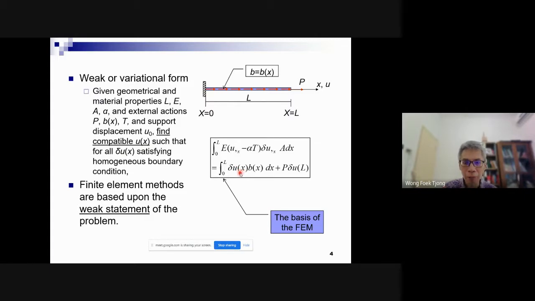The method that we are going to talk about, the finite element, is based on this. So this is the basis of the finite element formulation. This is called the weak statement of the problem. Now I'm going to formulate the finite element for solving this bar problem using the simplest element, that's linear element, two nodes, linear element.